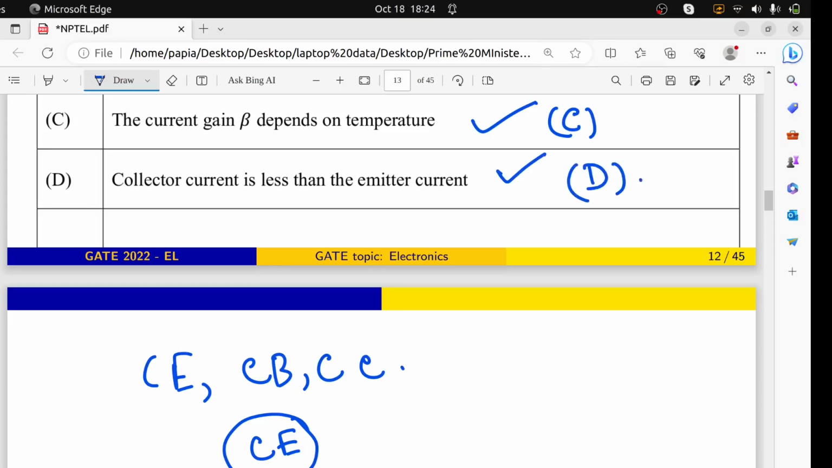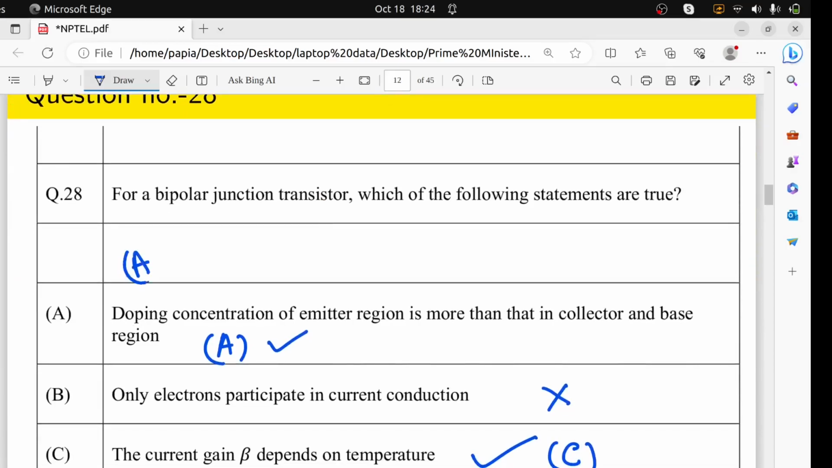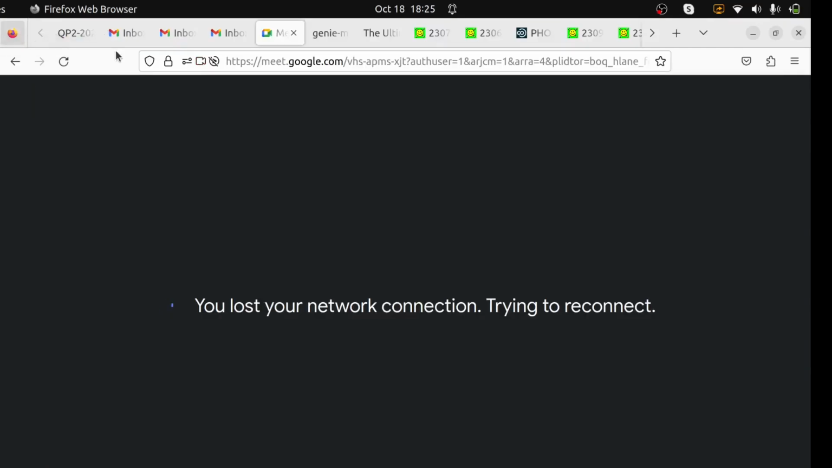Now how many options are the correct one here? You can see here that option A is correct, option C is correct and option D is correct. Okay. So these three are correct.